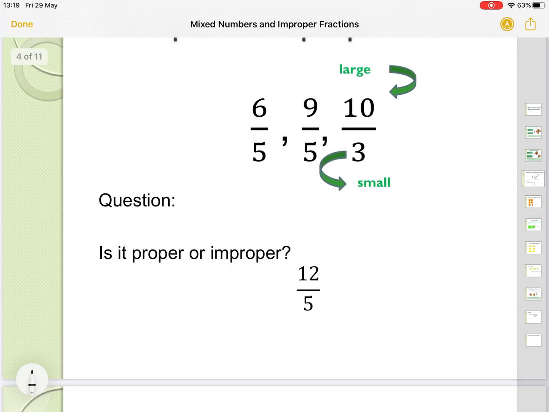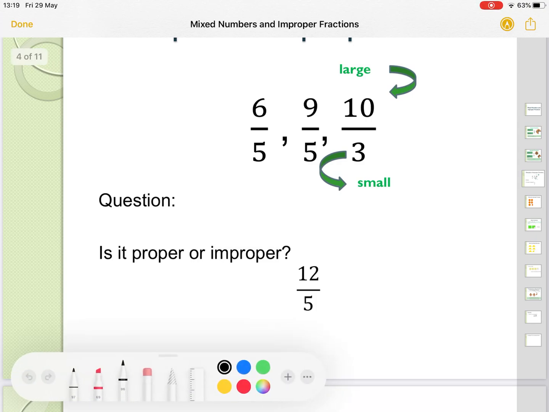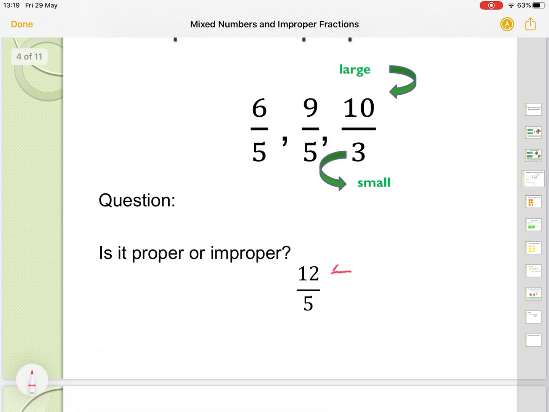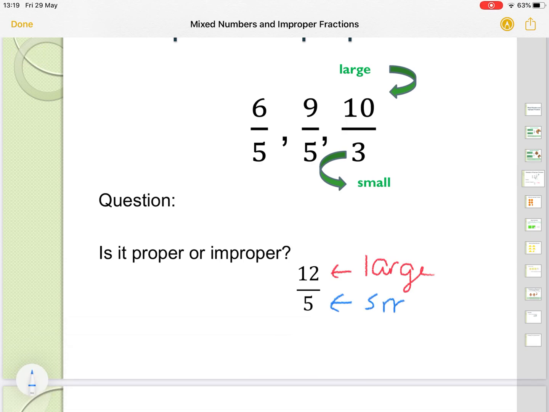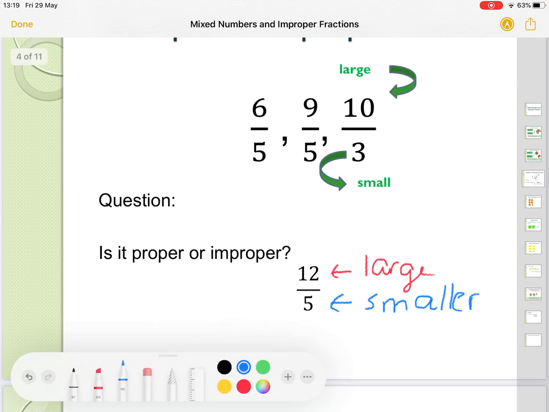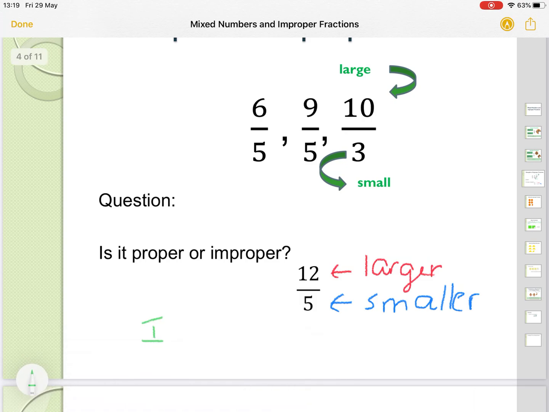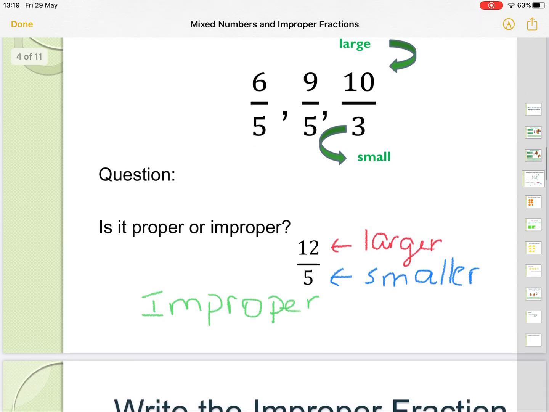And our first question is: is it proper or improper? The fraction that we are given is 12/5. Now, the 12 is larger than the denominator, which is smaller. Since the numerator is larger than the denominator, the fraction is an improper fraction, okay? So 12/5 is an improper fraction.